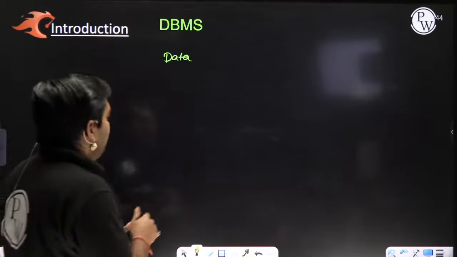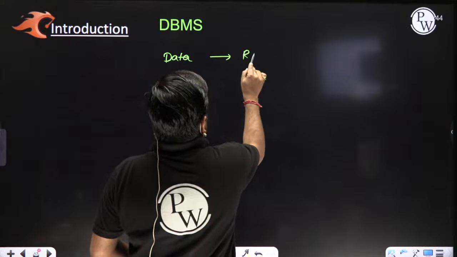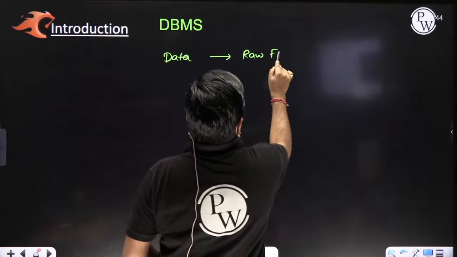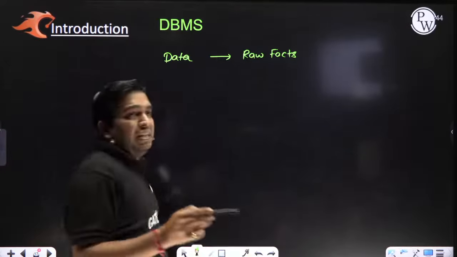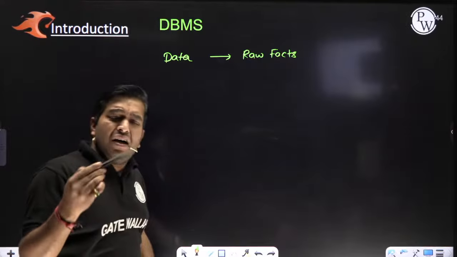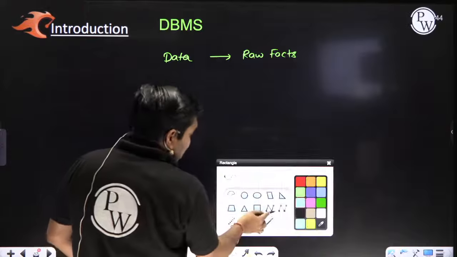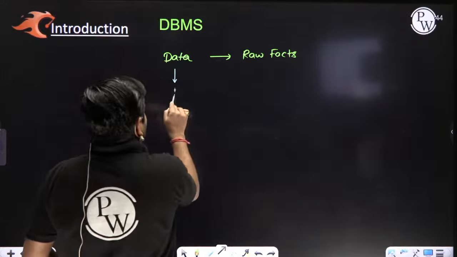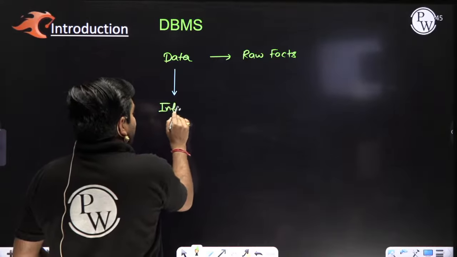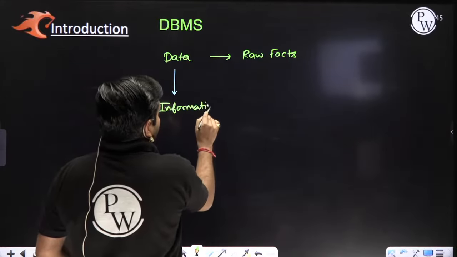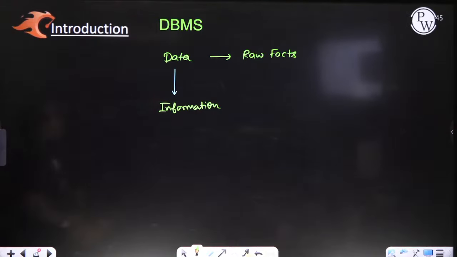Look, children, first of all, we have data. Data are the raw material or raw facts. These are the data. When we process data, my dear students, it becomes information.